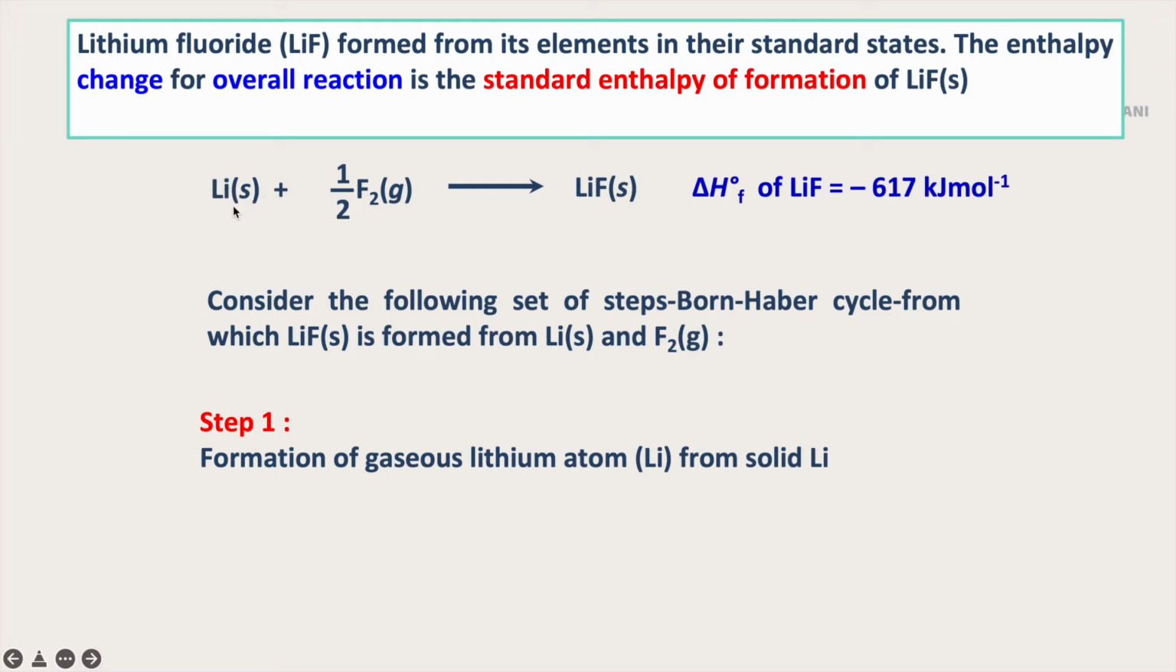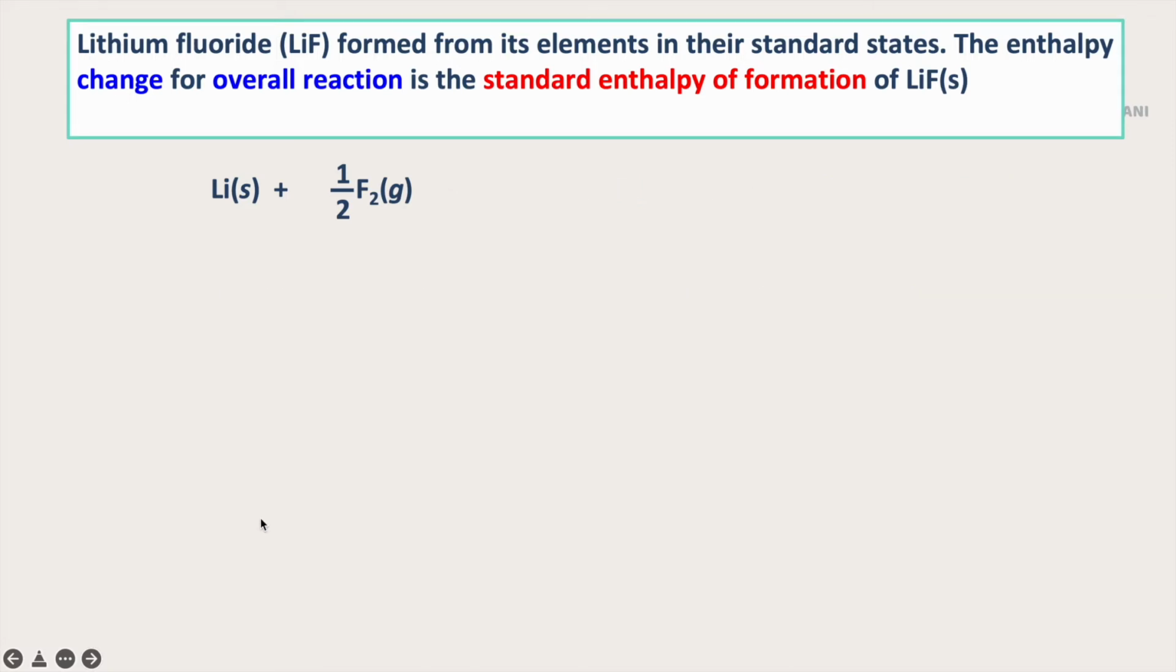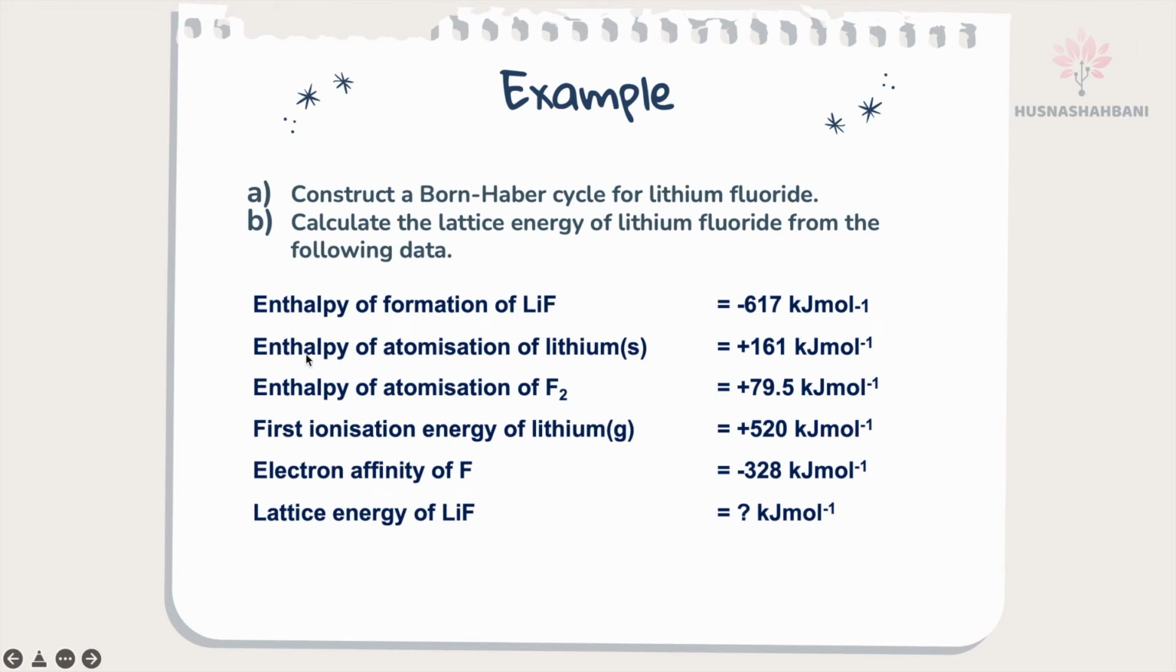So that is atomization of Li. Here, atomization of Li means you change this solid atom to gas. This is what we call delta H atomization, standard enthalpy of atomization. It is positive 161 kilojoule per mole. It's given in the question, this value. Delta H atomization for Li is 161. Here, enthalpy of atomization of lithium.